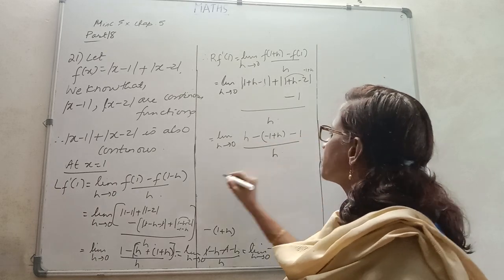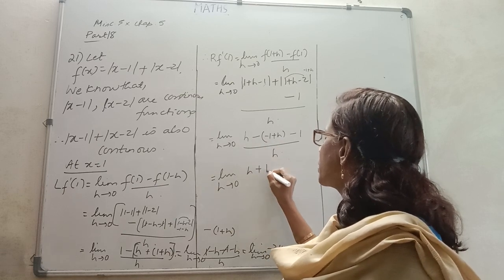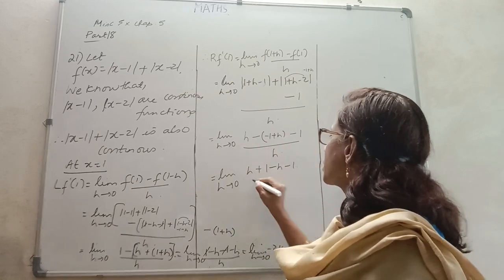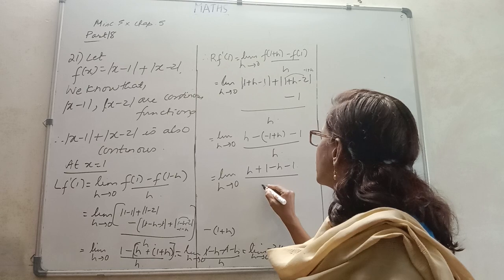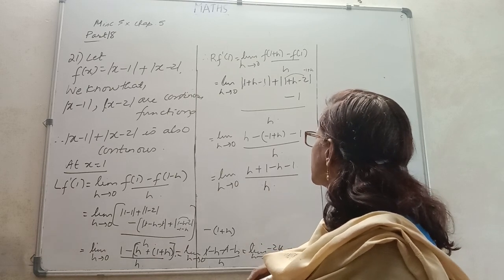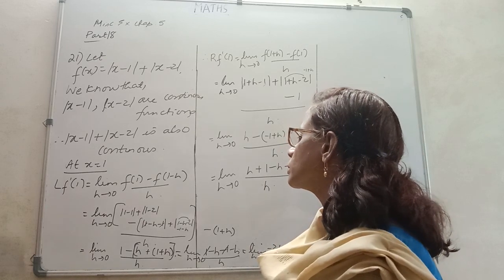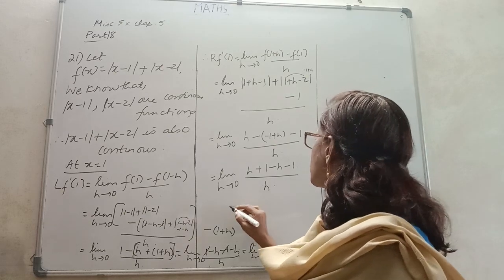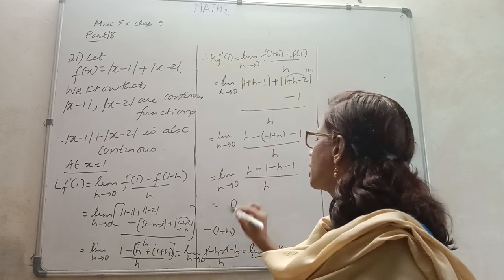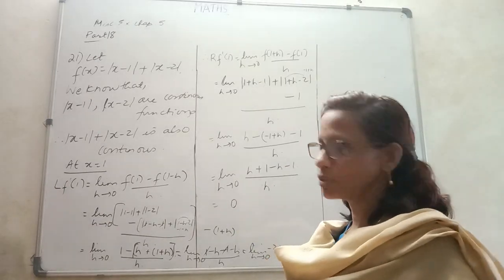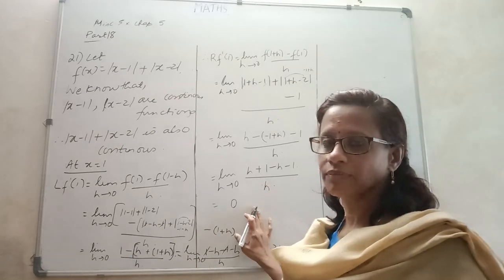Now let's try to expand and get it. Limit as h goes to 0, h minus into minus plus 1 minus h minus 1 by h. So what's happening here? You're getting h minus h 0, 1 minus 1 0, everything is 0. It's 0 by h, limiting value is 0. So what is happening here? You're getting the limit value as minus 2 here, and as 0 here.